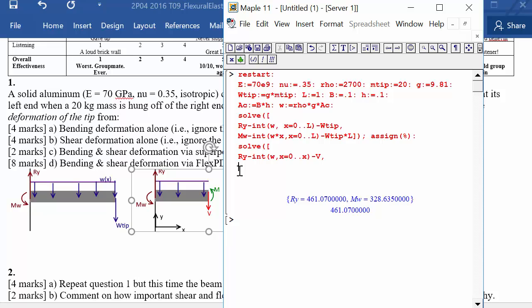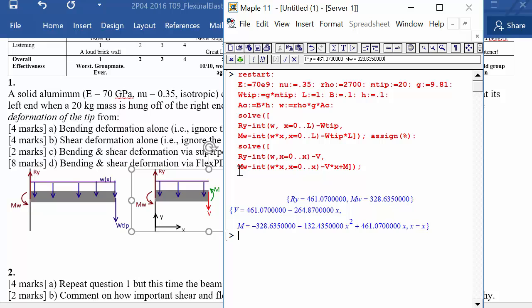And we would have for the moment: mw minus the integral of w times x from 0 to x, minus v times x, plus m is equal to 0. So because we don't have any piecewise, this should actually work.